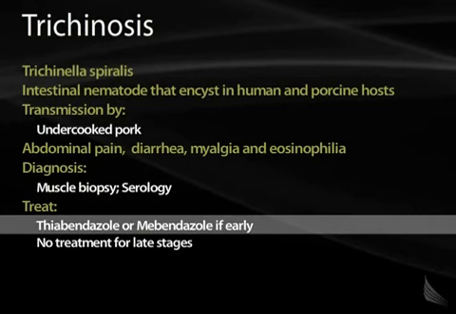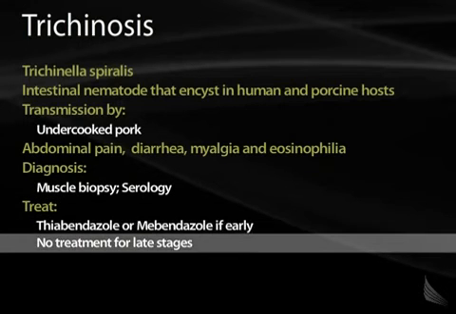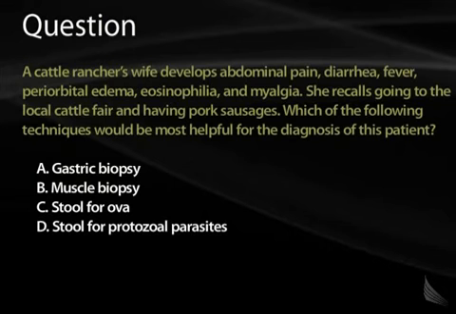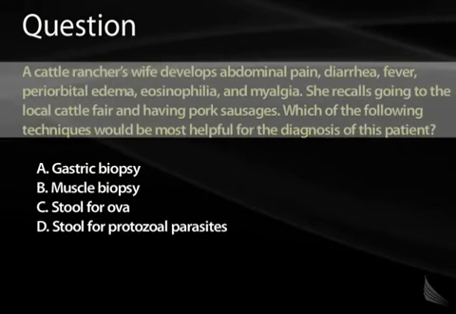Treatment is thiabendazole or mebendazole, but only if you catch it early. When it's late stages and they've already encysted, they're not really going to cause any problems, and so we don't treat them. Question. A cattle rancher's wife develops abdominal pain, diarrhea, fever, periorbital edema, eosinophilia, and myalgia.